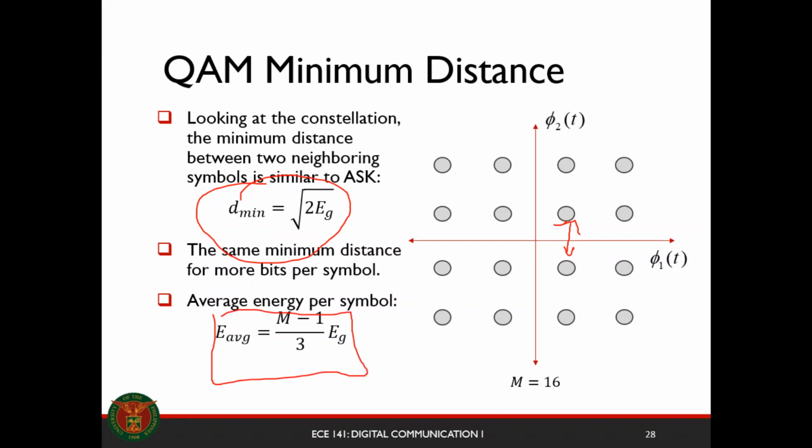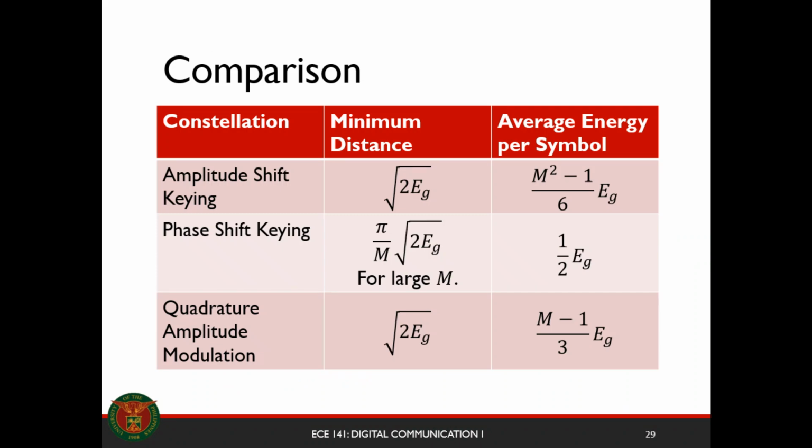Right? So we notice that, compared to ASK, let's look at some comparisons. Using the same minimum distance, quadrature amplitude modulation uses less energy compared to your amplitude shift keying. Okay? Uses less energy generally. Well, it depends actually on your M.